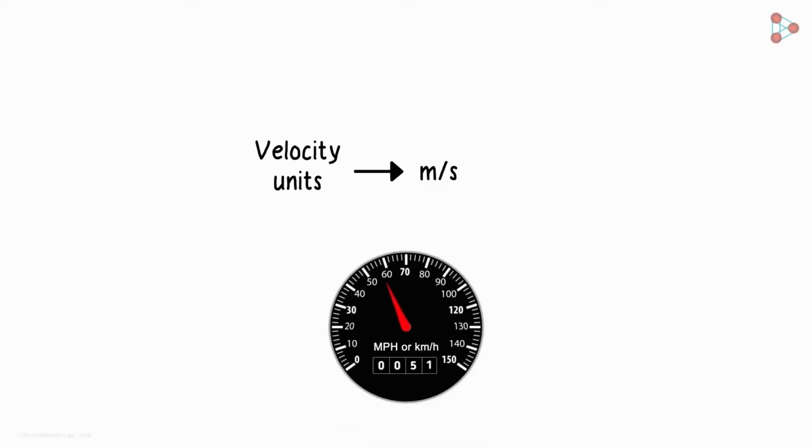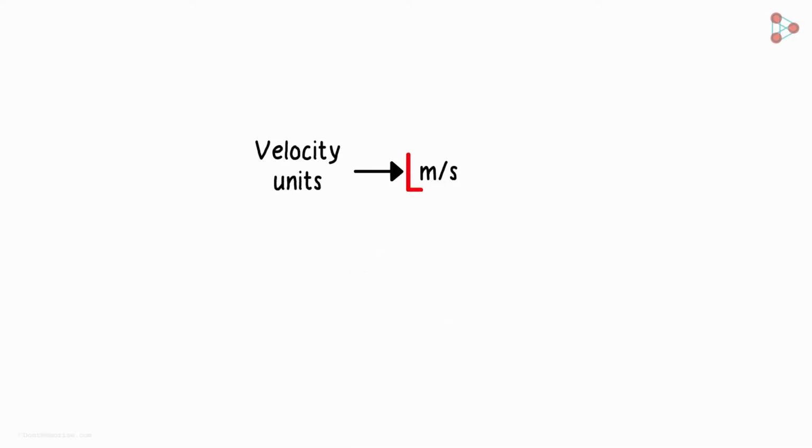The unit of measurement for velocity, just like speed, is meters per second. Now you might ask, why meters per second? The cars we drive indicate speed in miles per hour or kilometers per hour. So why is the unit for velocity meters per second? The established SI unit of measurement for velocity is meters per second.